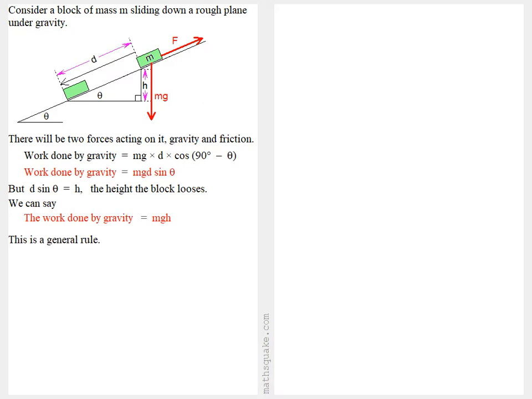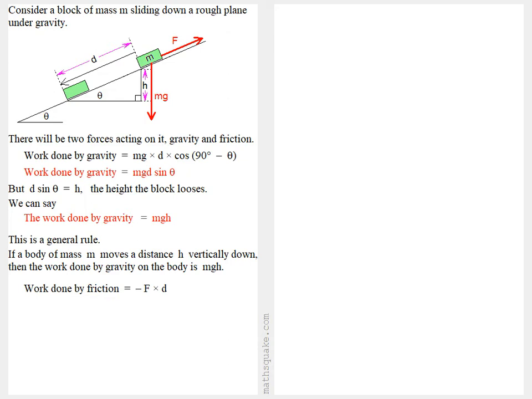And this is a general rule. If a body of mass m moves a distance h vertically down, then the work done by gravity to the body is mgh. Now if we consider the work done by friction, the frictional force is up the slope, but the body is moving down the slope, so they have opposite directions. So if we take one direction as positive, the other is negative, which means the work done by friction is equal to minus F times d. So the work done by the friction on the block is minus Fd.